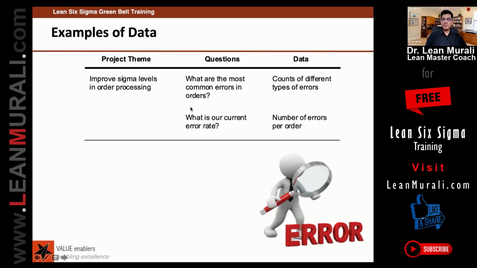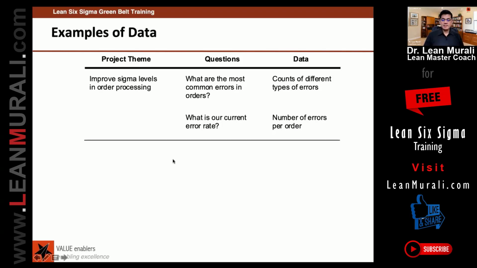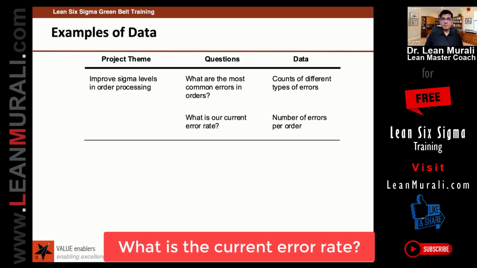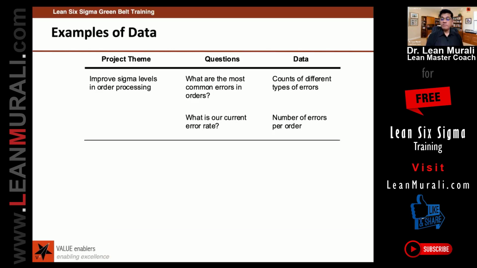So you can ask these 2 questions. What are the most common errors during order processing? And what is our current error rate? Error rate is the rate at which we are producing these errors. Are they more frequent, less frequent? What is the frequency of occurrence? How frequently do you make these mistakes? This is called error rate.